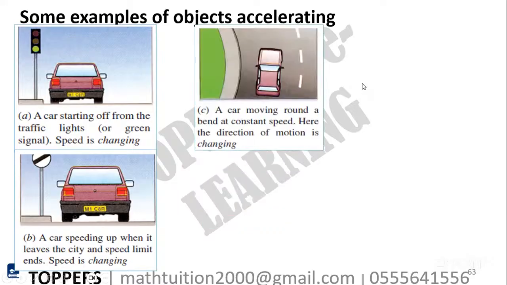A car moving around a bend at constant speed. Speed is not changing, but it is taking a curve. The direction of motion is changing, right? If the direction of motion is changing, is the velocity changing? Yes. Velocity means speed with direction. Direction changing means velocity is changing. Since there is a change in velocity, the car is accelerating, even though the speed is not changing. If it is taking a curve, we can say it is accelerating.